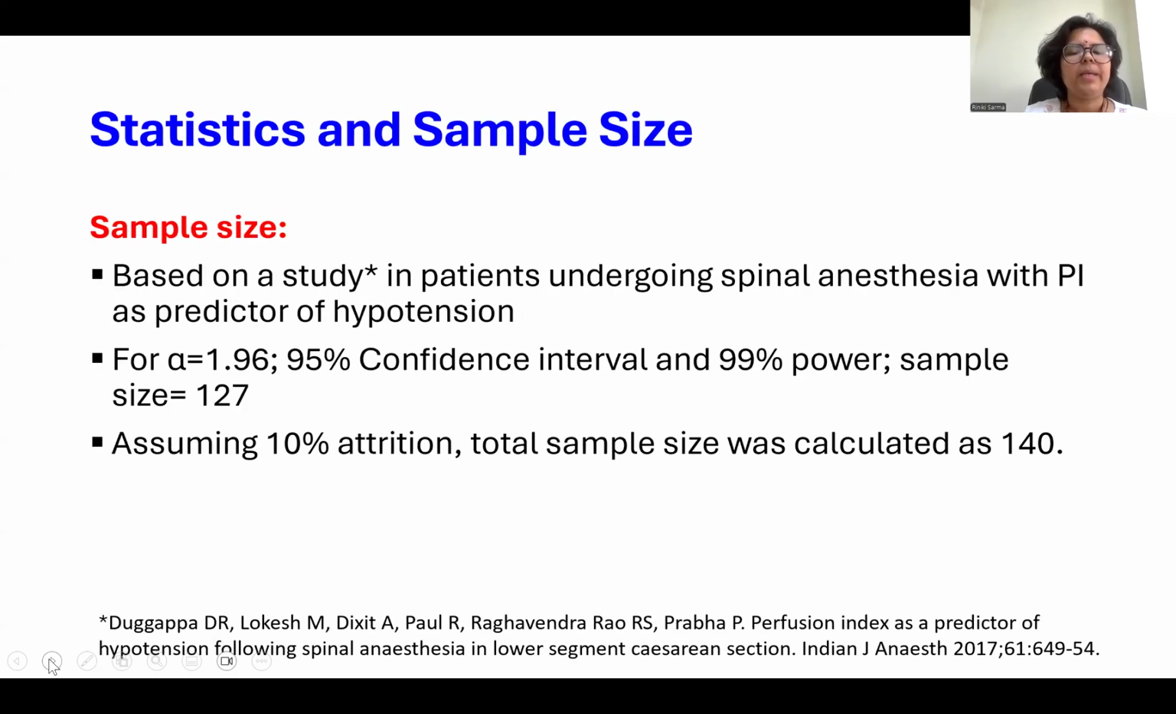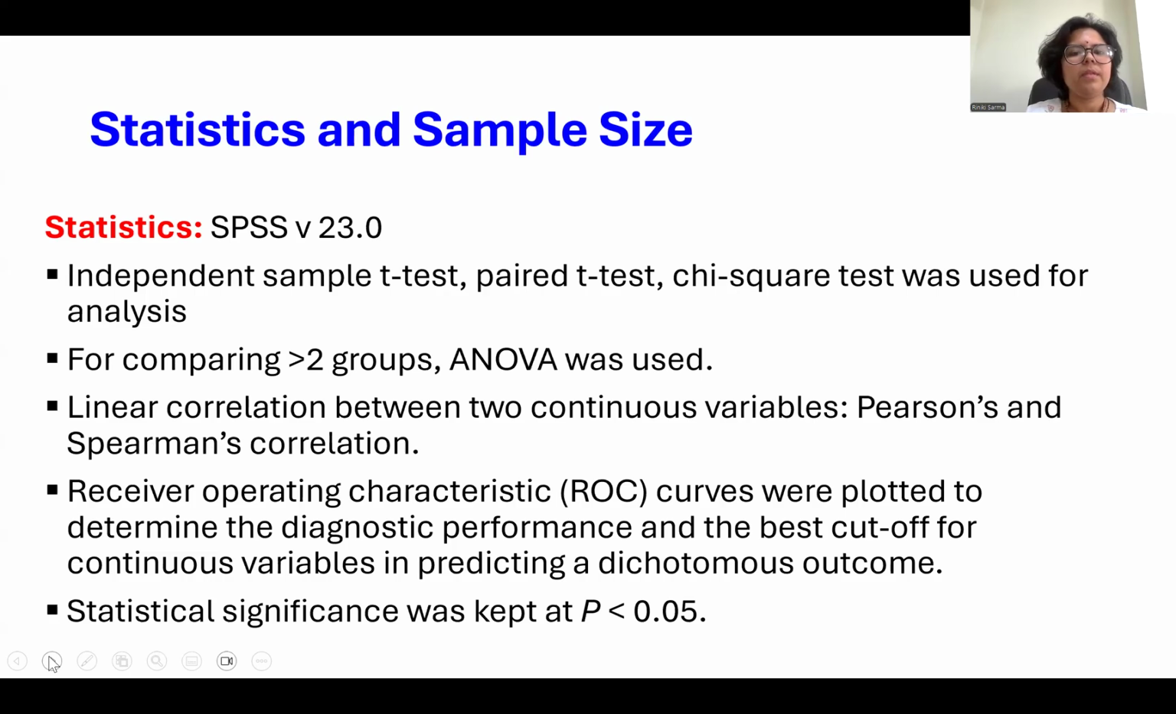The sample size was based on a study in patients undergoing spinal anesthesia, where perfusion index was a predictor of hypotension. For alpha equal to 1.96, 95% confidence interval and 99% power, the sample size was found to be 127. Assuming 10% attrition, the total sample size was calculated as 140.